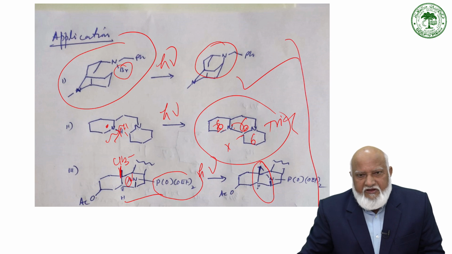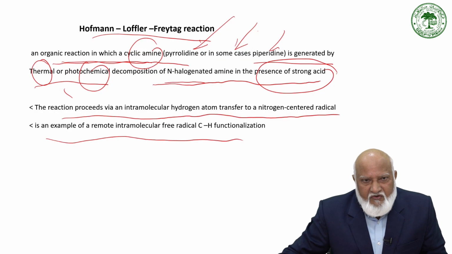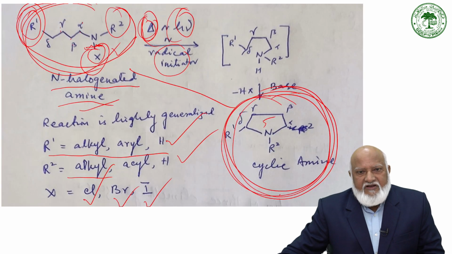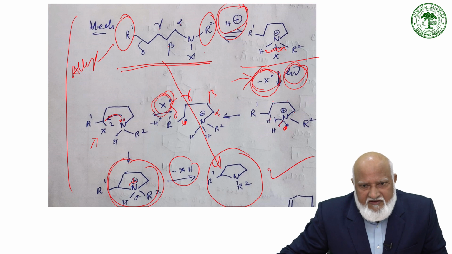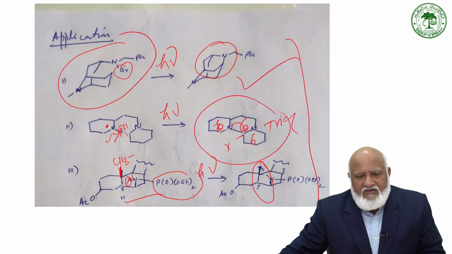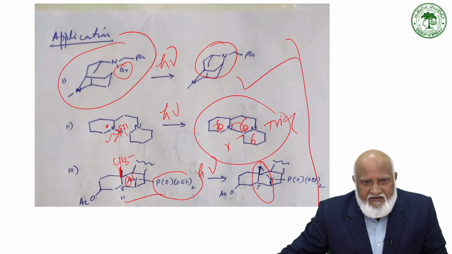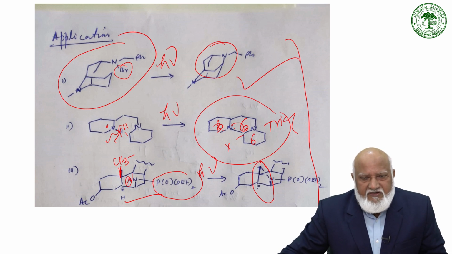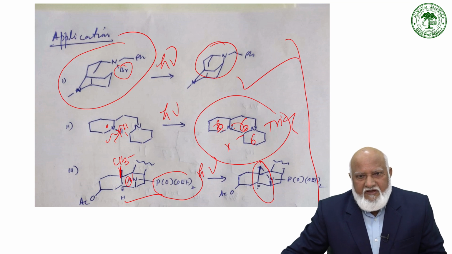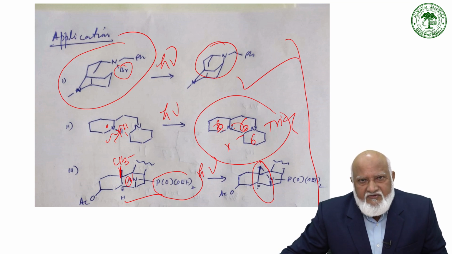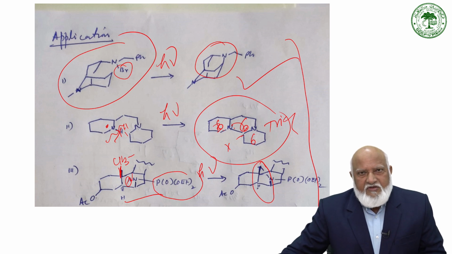So you can see the application of this named reaction, the Hofmann-Loeffler-Freytag reaction, is really important, because from open chain compounds we are synthesizing cyclic amines. You can see the synthetic importance of this reaction, because from a nicely well substituted starting material it can lead to monocyclic, bicyclic, tricyclic and tetracyclic ring systems via photolysis of N-substituted halides.